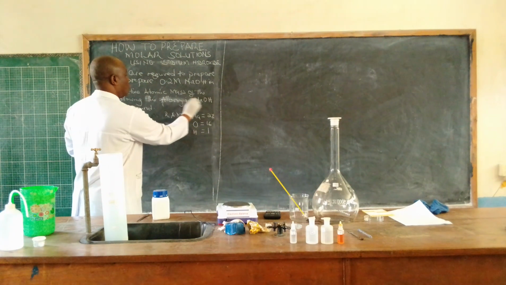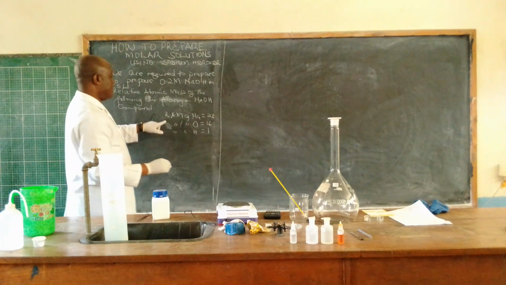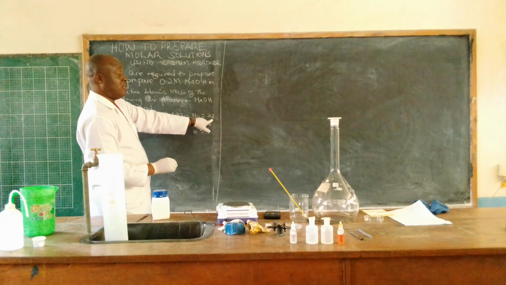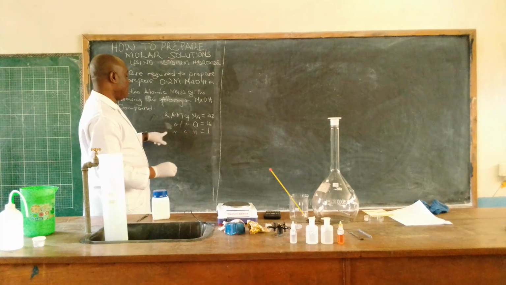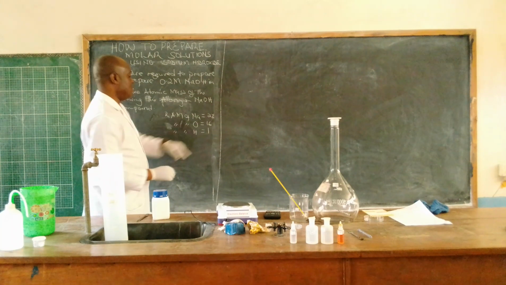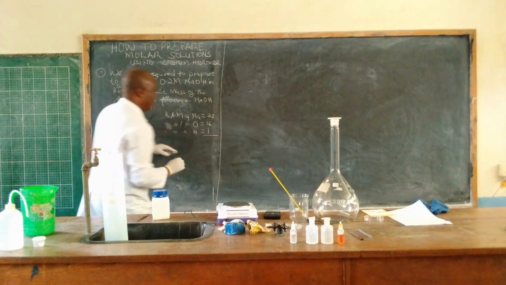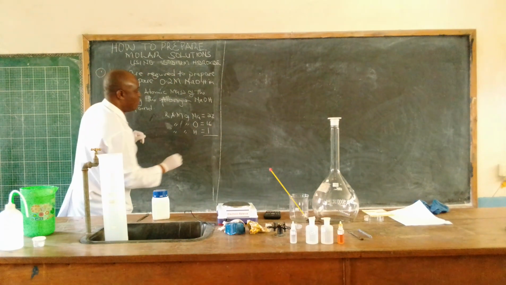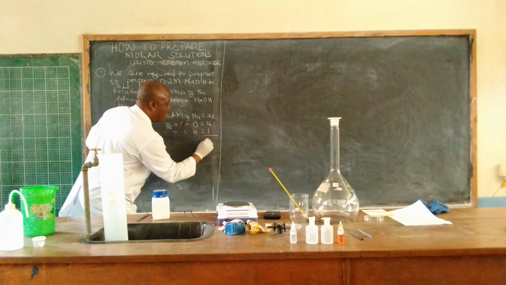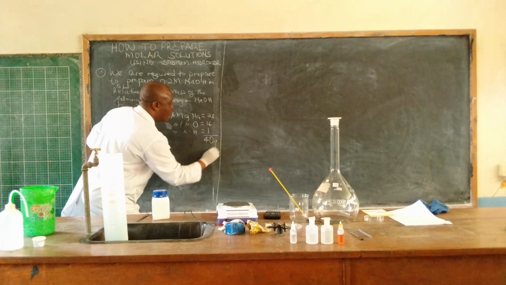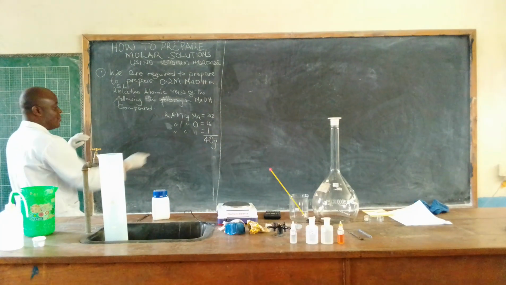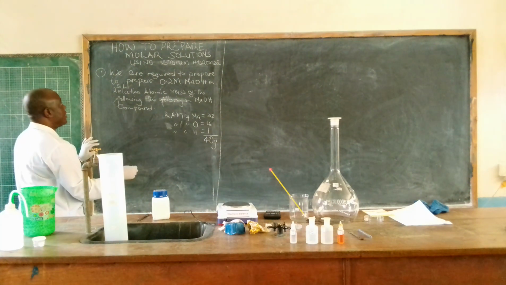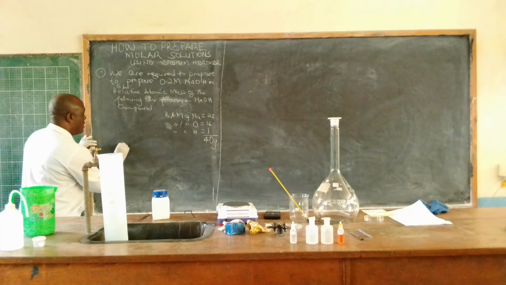In the sodium hydroxide compound, the relative atomic mass of sodium is 23. The relative atomic mass of oxygen is 16. The relative atomic mass of hydrogen is 1. So we get the total relative atomic mass of this compound, which gives us 40 grams. So we are going to calculate this. After we have got 40 grams here, we are supposed to calculate the molarity.